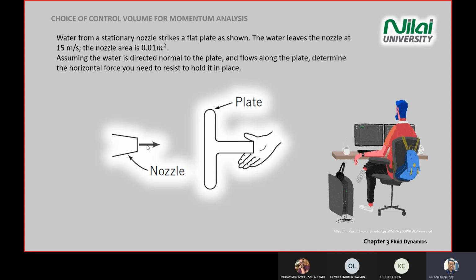So assume the water is directly normal to the plate. It means if the water sprays out and hits the plate here, it will go 90 degrees to the plate. It will hit the plate in the normal direction and then flow around the plate. Once the water hits this plate, it will go up and down. Determine the horizontal force that you need to resist to hold it in place. It means you need to find the force you will feel from the nozzle.